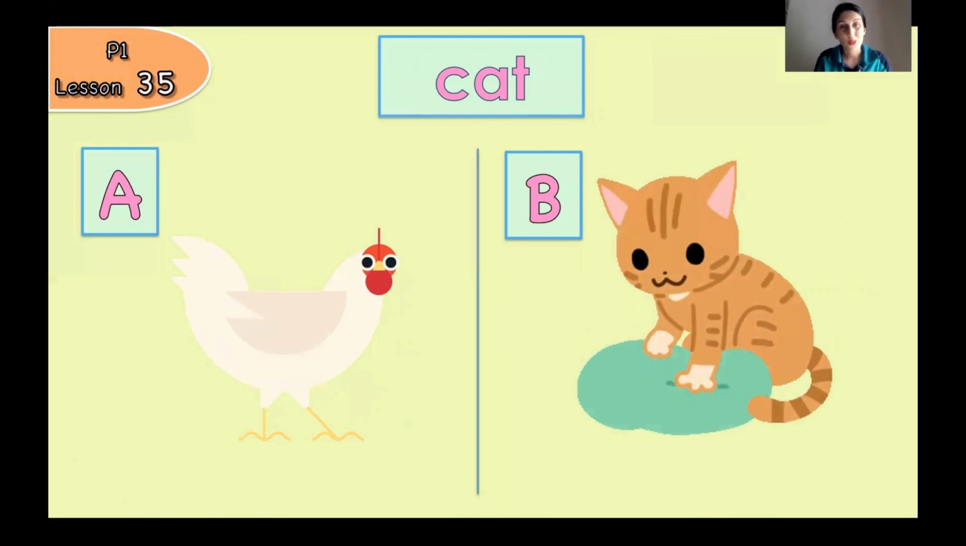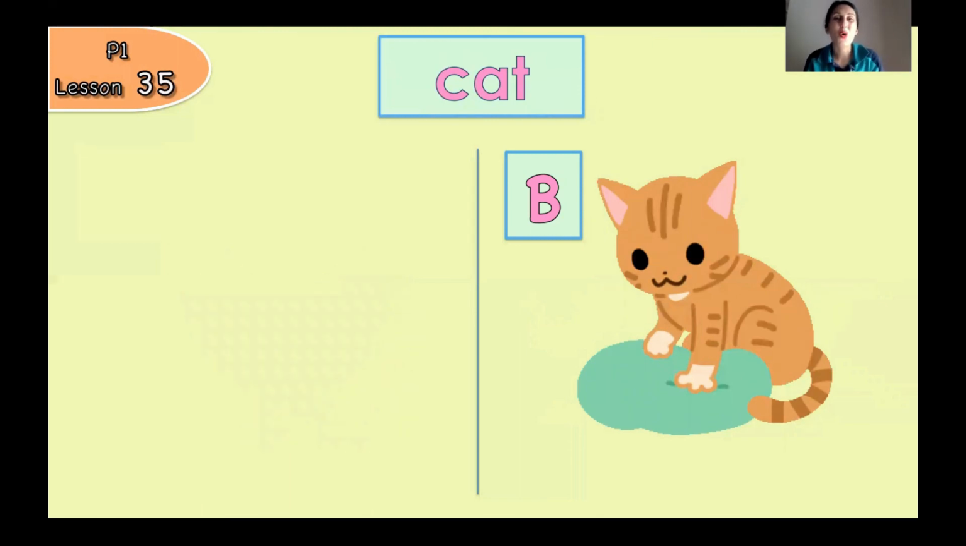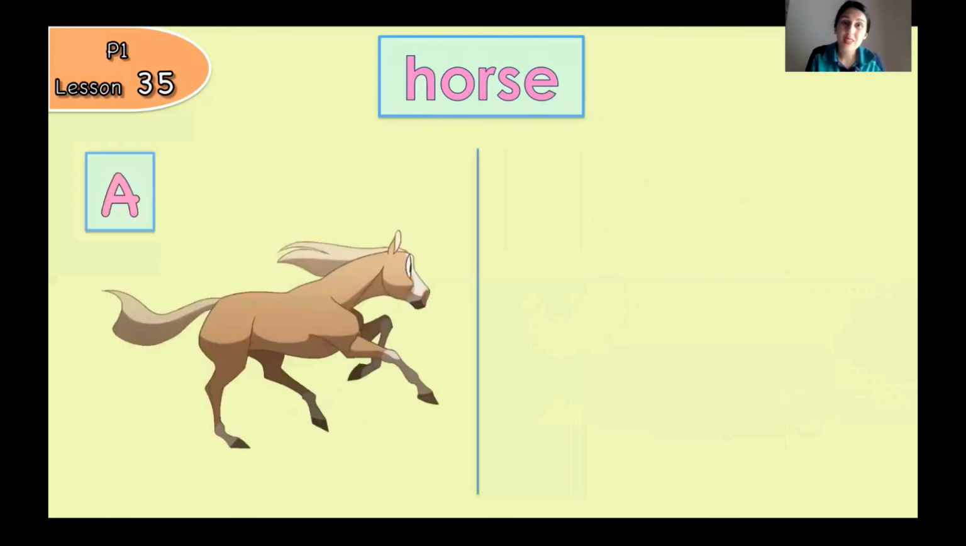Can you guess where is the cat? P1. A or B? Yes, this is a cat. So we have to choose the answer B. Excellent. And what about this?